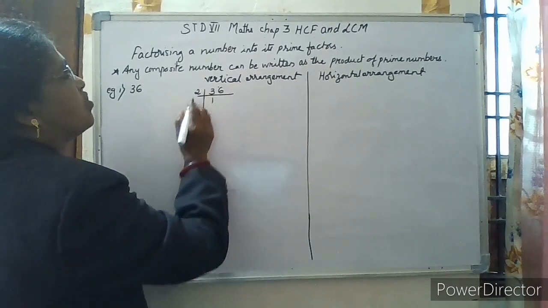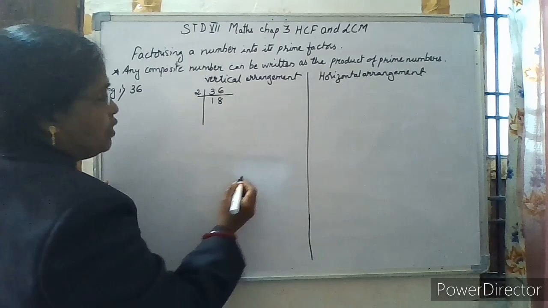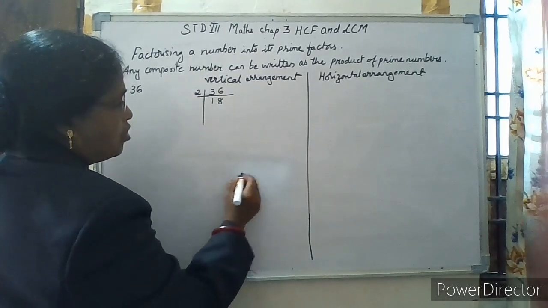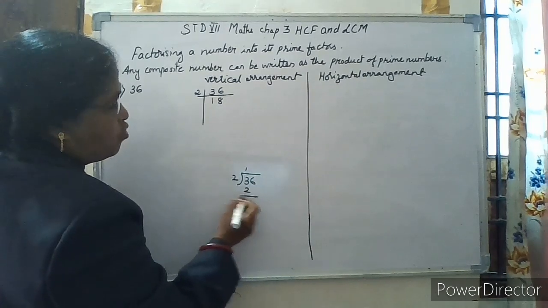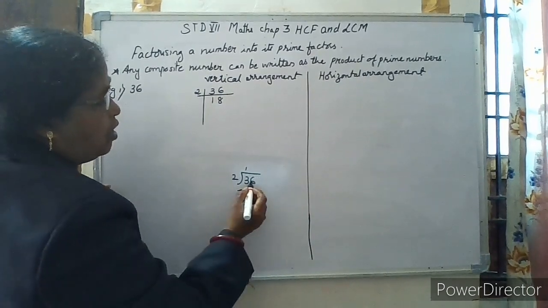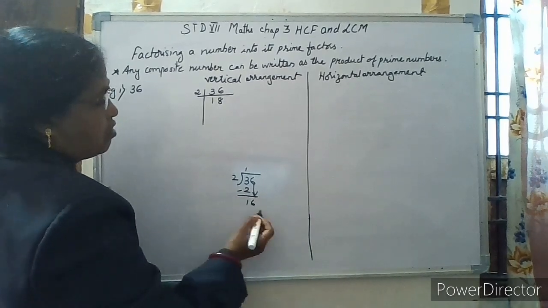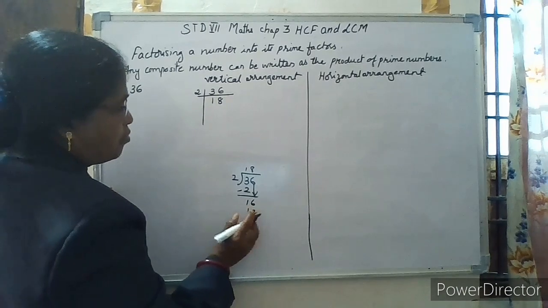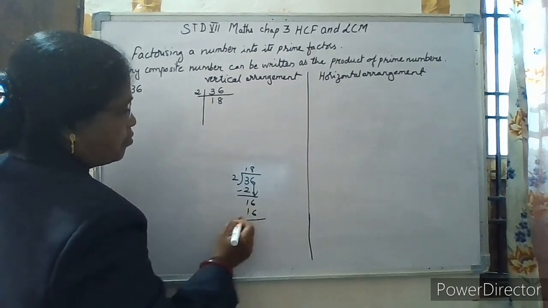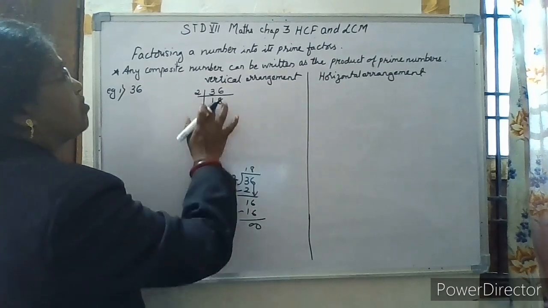So it is 16. So 2 8s are 16. It is just simple division, like 36 divided by 2. 2 ones is 2. Minus, 1 is the remainder. Bring down this 6. It is 16. 2 8s is 16. So 18 is the answer. This answer is written here.